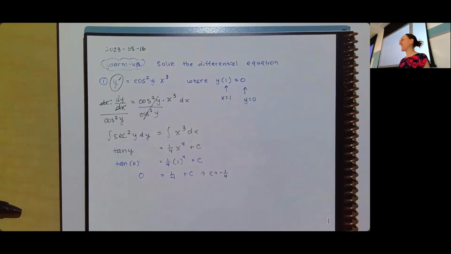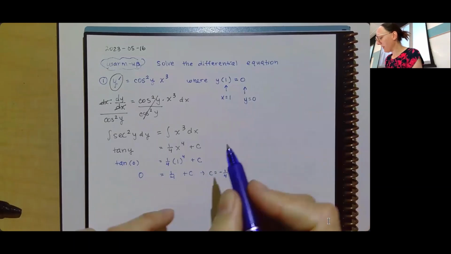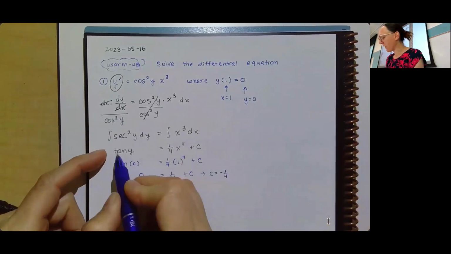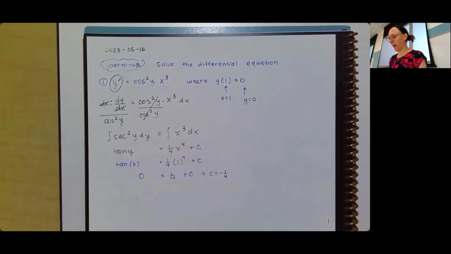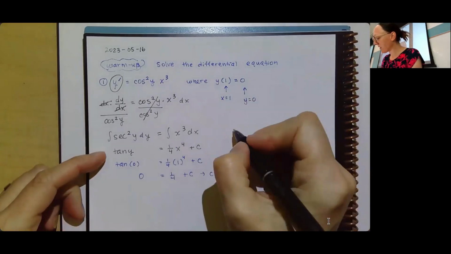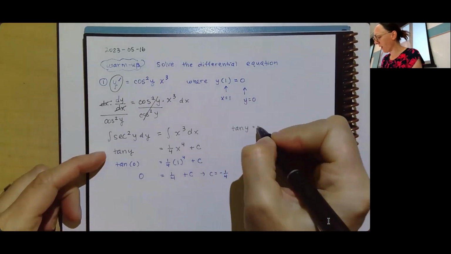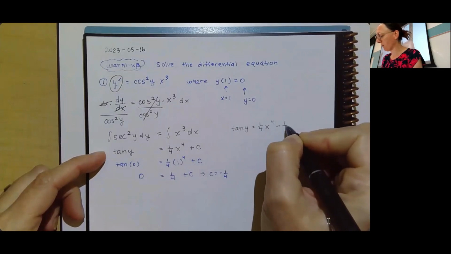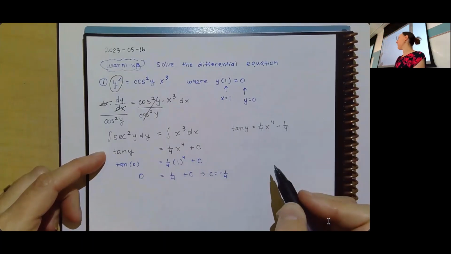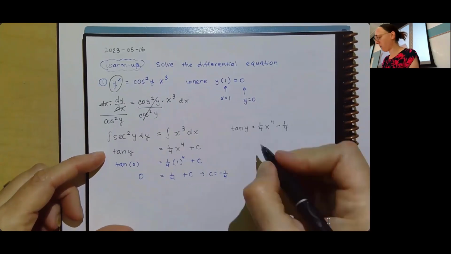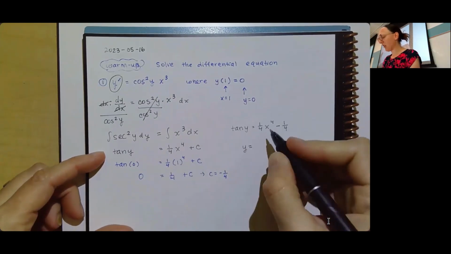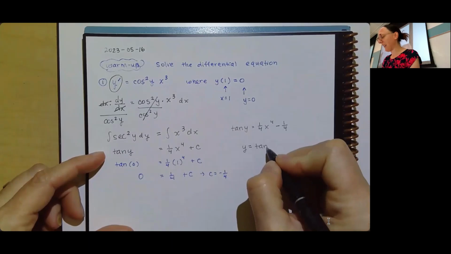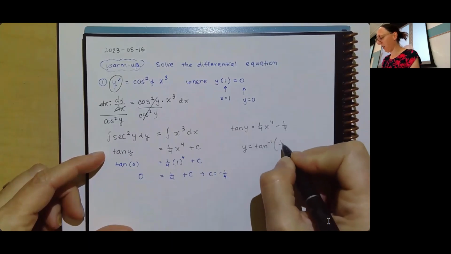Now don't forget this last step. The last step is to actually take that c and put the whole thing back together. So we solved for our c when it looked like this, when we had the tangent of y is equal to 1/4 x to the 4th. I'm going to put in my minus 1/4 for c. But if I solve to get y by itself, that's going to look like y equals tan inverse of all of that stuff.